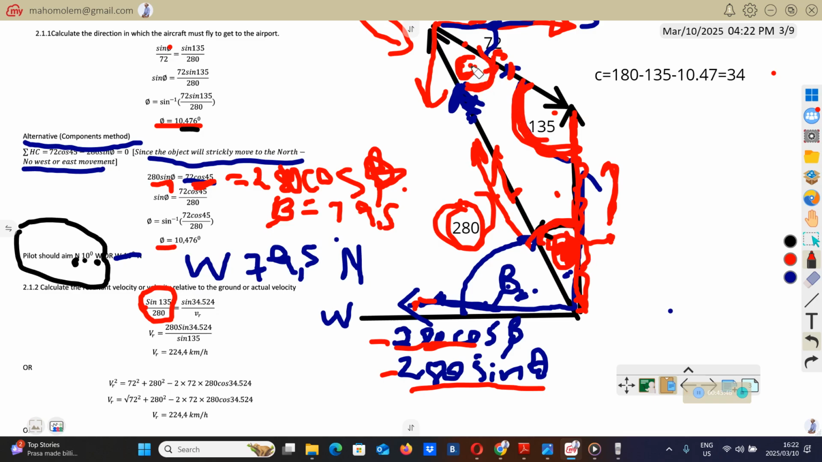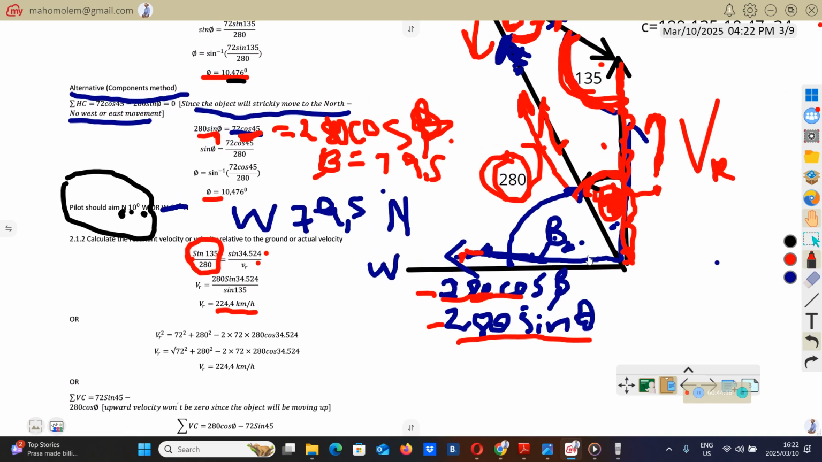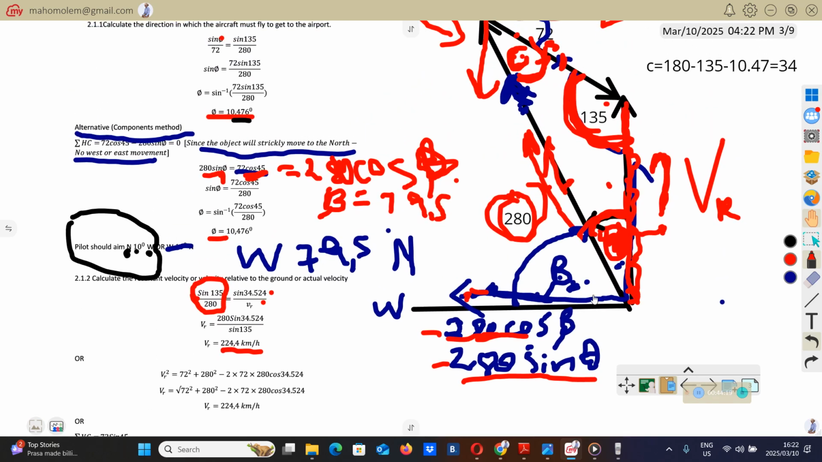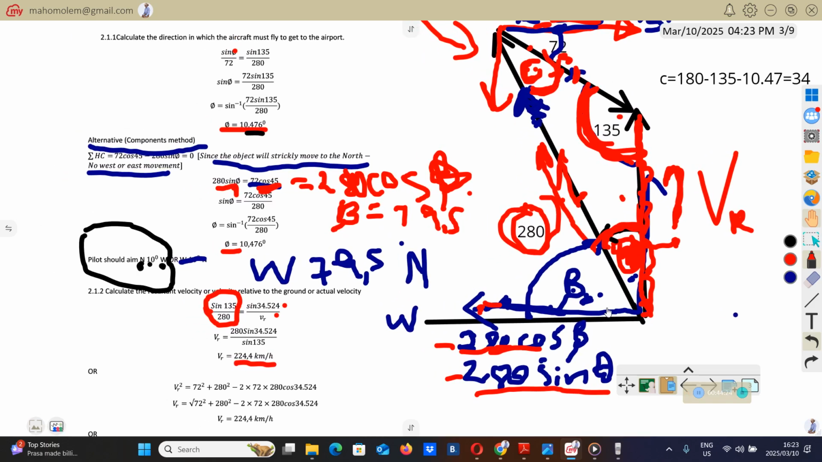So you'll say this angle C divided by the opposite, which is what we're looking for. We're going to call it VR, resultant velocity. So this side we're going to call the resultant velocity. Therefore, you'll say this angle C, which is 34, divided by the opposite side, which is VR. From there, you make VR the subject of the formula, then your final answer will be this. Yes, if you want, maybe before that, you can still get this using the cosine rule.